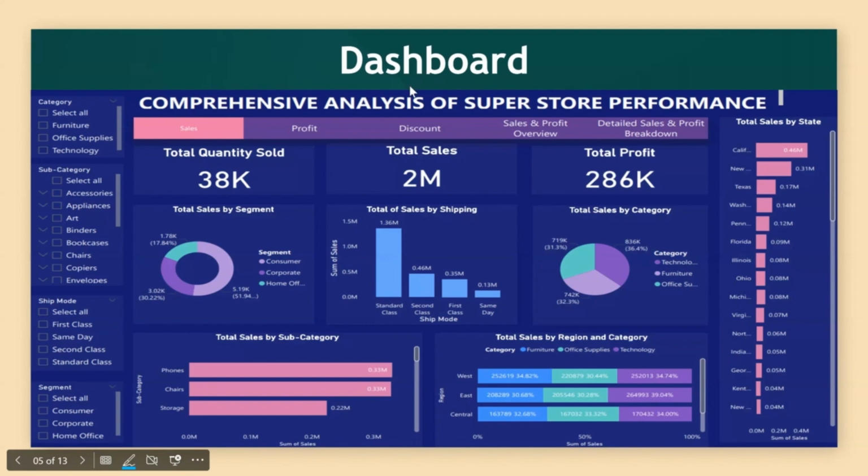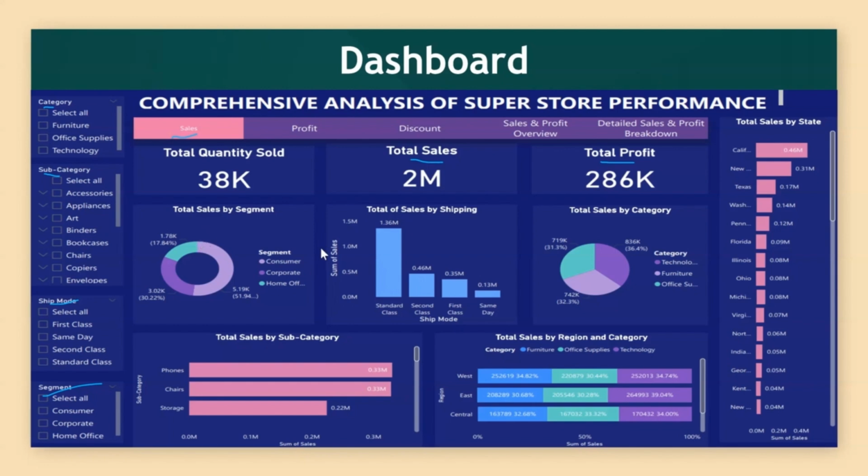So our dashboard consists of four sliders, namely category, subcategory, shipping mode, and segment. Then we have five pages. The first page consists of sales data. So our total quantity being sold is around 38,000, and total sales done is 2 million. Total profit we gain is 286,000.